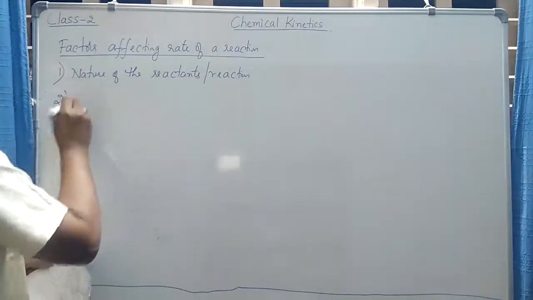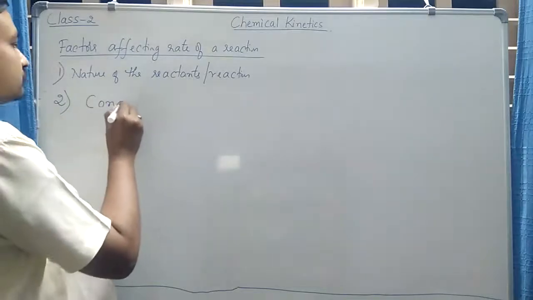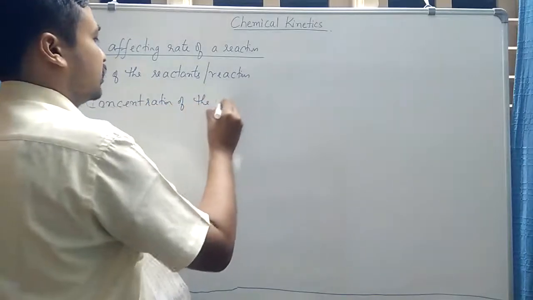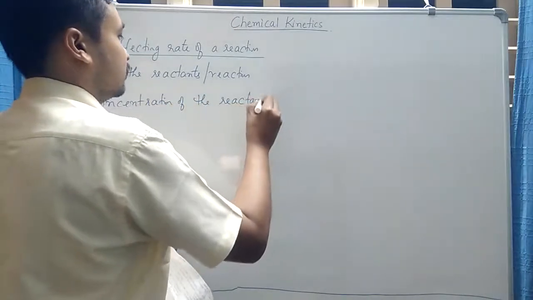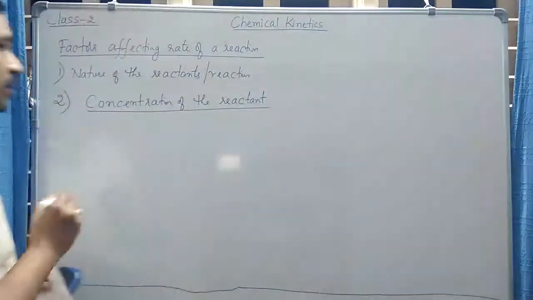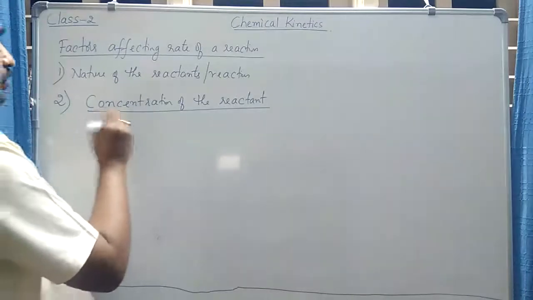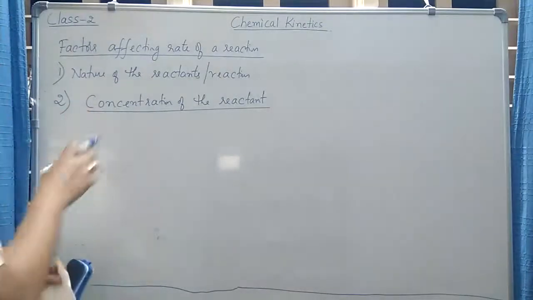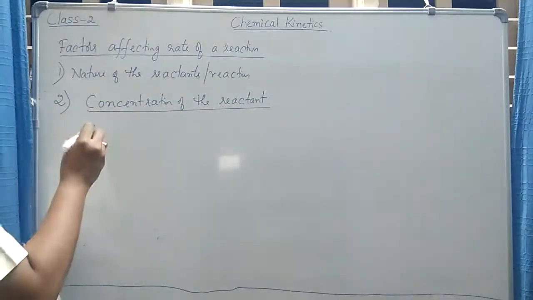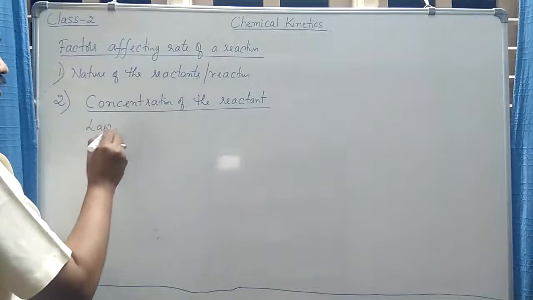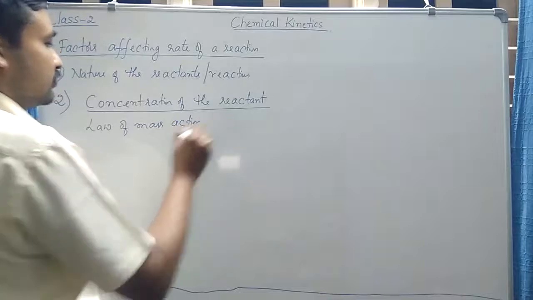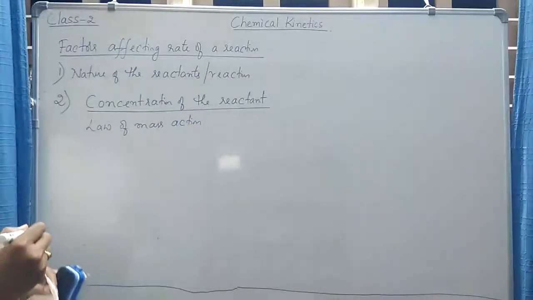The second factor that affects the rate of the reaction is the concentration of the reactant. Okay, so how to express the dependence of the rate of the reaction on the concentration of the reactant? It is generally expressed in terms of a law called the law of mass action. This you have studied in your elementary classes.